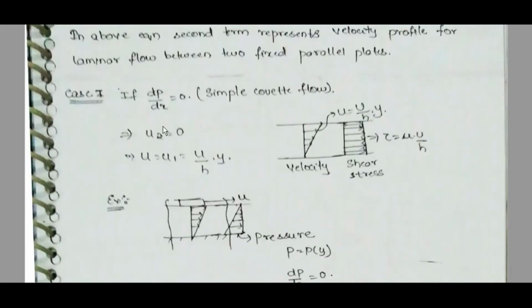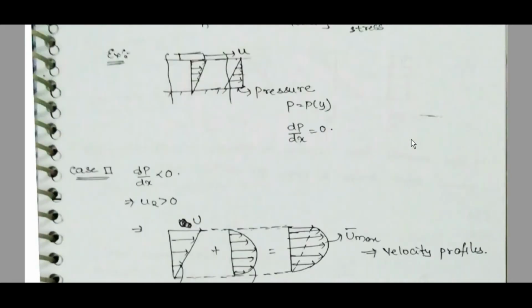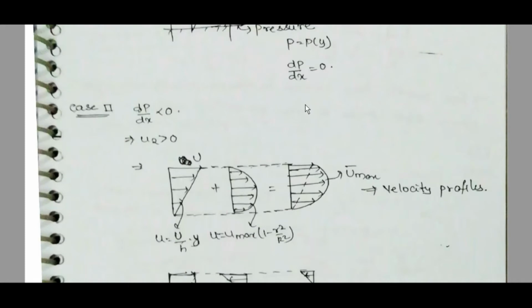Case 1: if dp by dx is equal to 0, simple Couette flow, then u2 is equal to 0 and u is equal to u1 is equal to U by h into y. The velocity profile will be linear. Tau will be constant: tau is equal to mu U by h. In simple Couette flow, pressure P is constant, dP by dx is equal to 0.